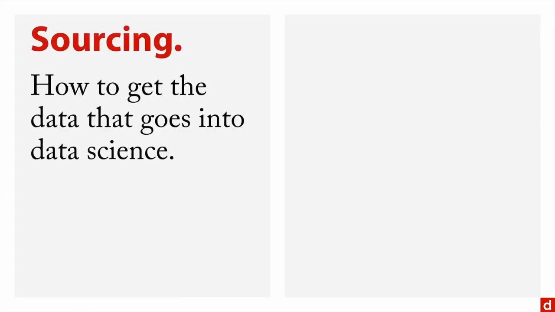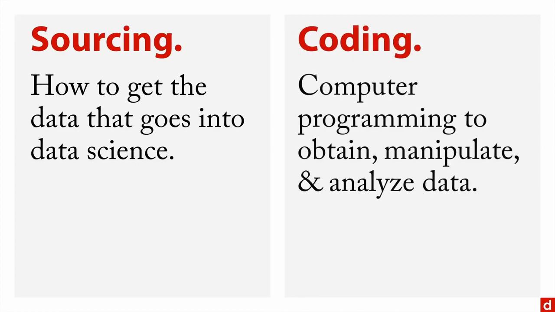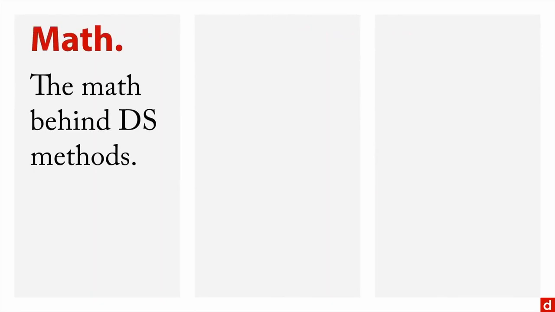Now, there's a few general categories we're going to talk about, again, with an overview for each of these. The first one is sourcing or data sourcing, and that is how to get the data that goes into data science, the raw materials that you need. The second is coding. That again is computer programming that can be used to obtain and manipulate and analyze the data. After that, a tiny bit of math, and that is the mathematics behind data science methods that really form the foundations of the procedures.